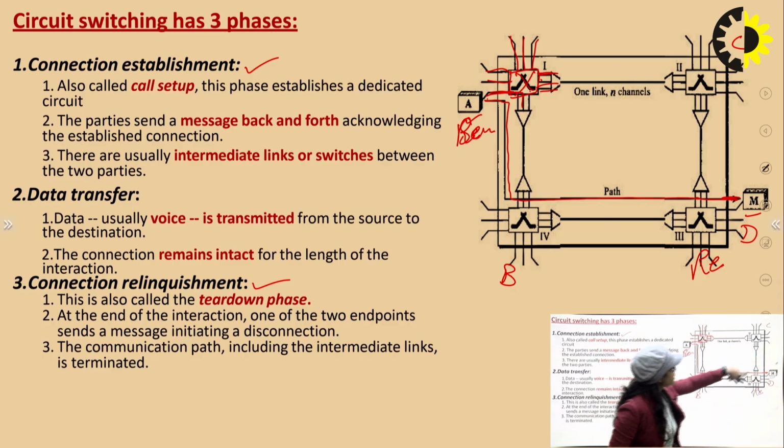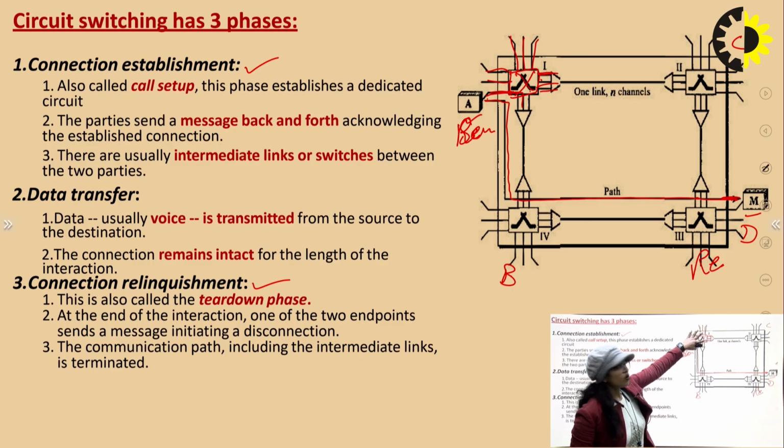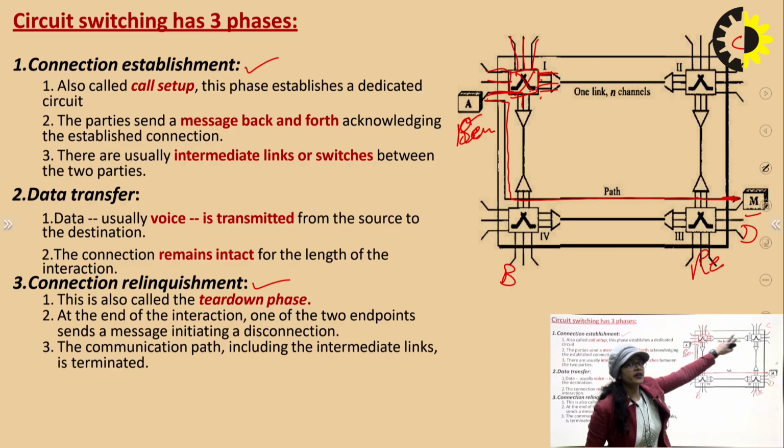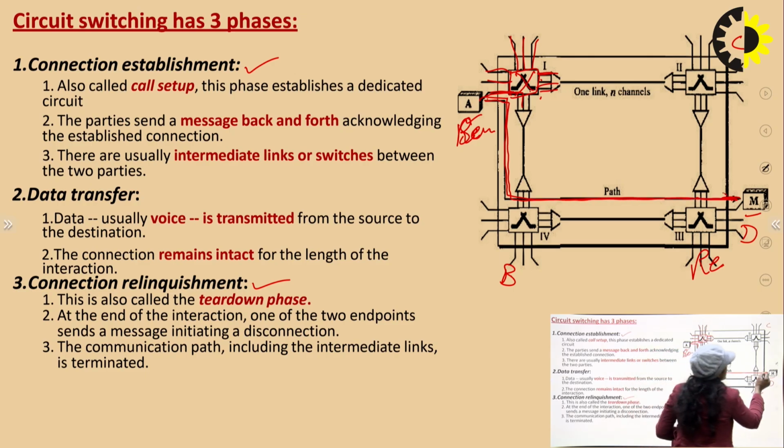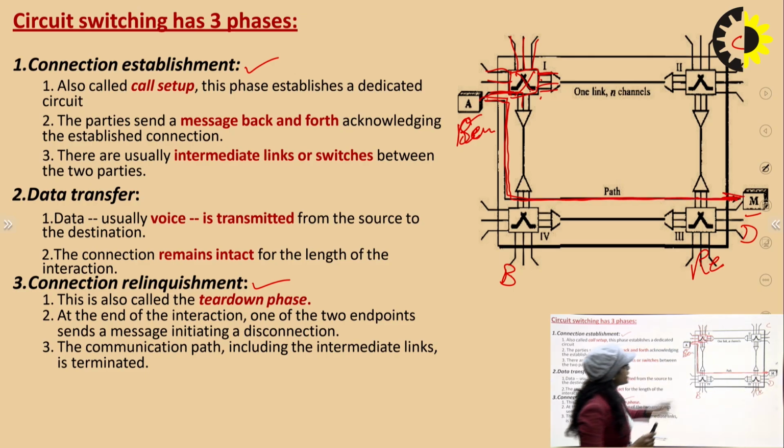Among all the channels, we have other options and alternative channels through which we can transfer the data from A to M. But I decided to take this particular path and this particular channel. So it is the dedicated link between A and M. So this is the concept of circuit switching.